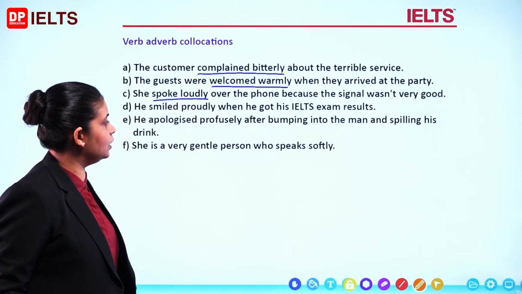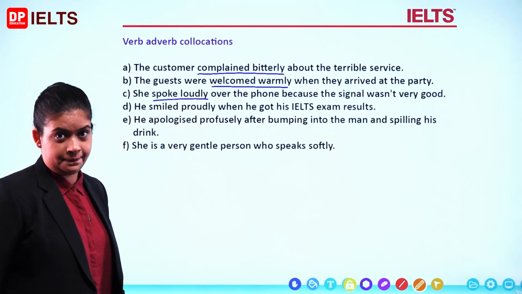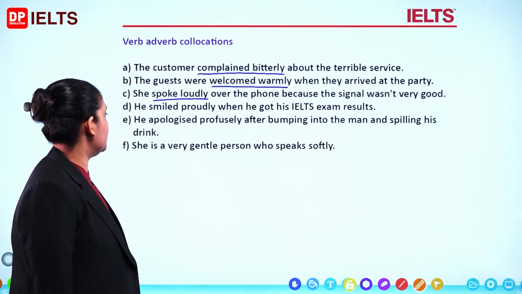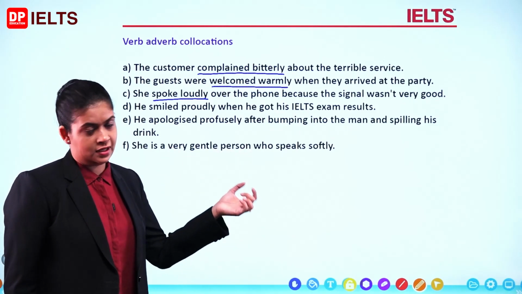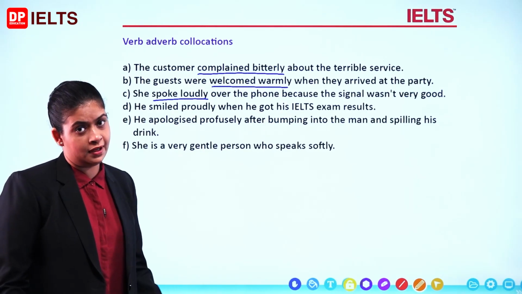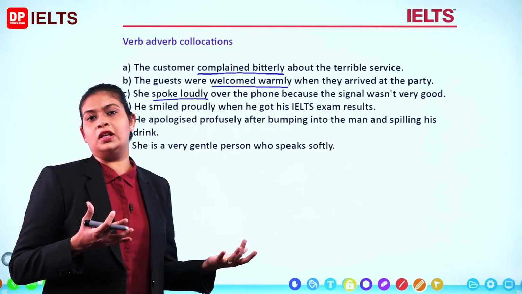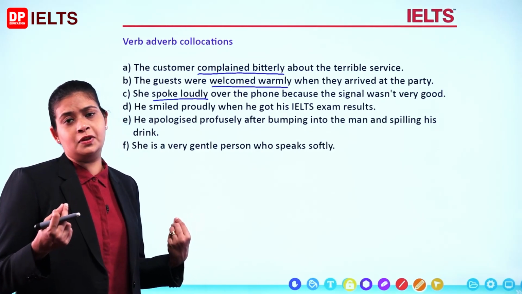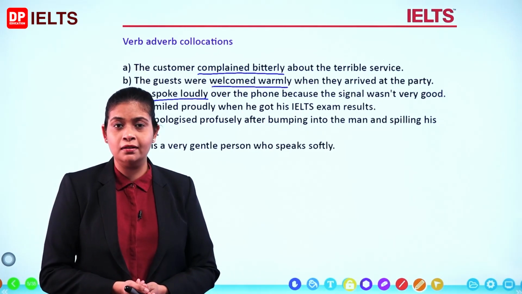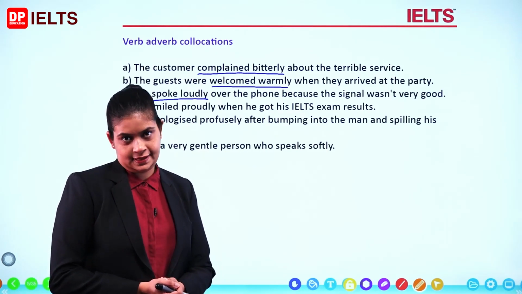He smiled proudly when he got his IELTS exam results. Smiled proudly. He apologized profusely after bumping into the man and spilling his drink. Apologized profusely. She is a very gentle person who speaks softly. Speaks softly. So there you go, you have your verb-adverb collocations. Now you don't need much of my help because you should be able to identify the verbs and the adverbs in a sentence, because we've done parts of speech in our beginner grammar lessons.